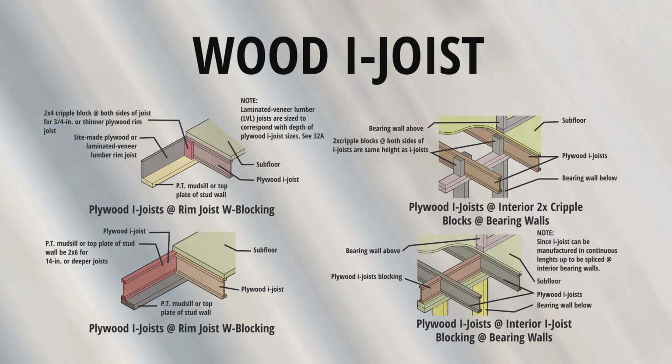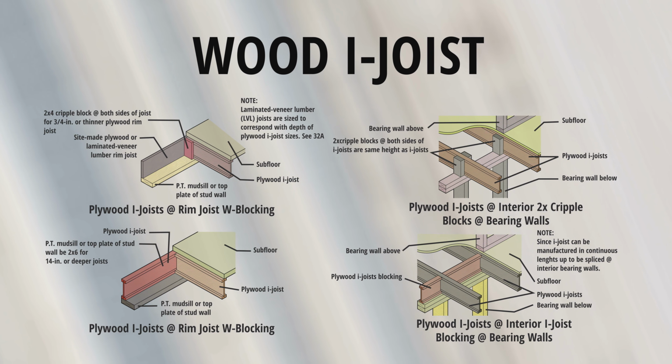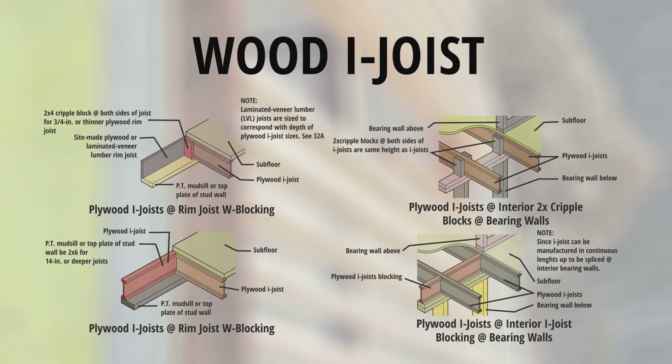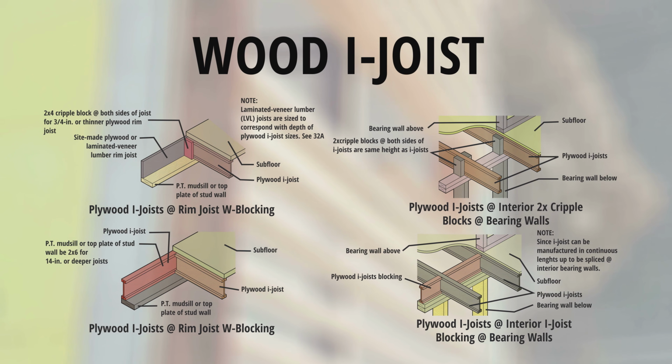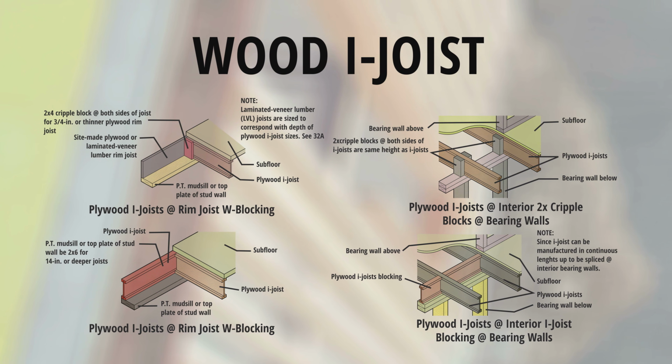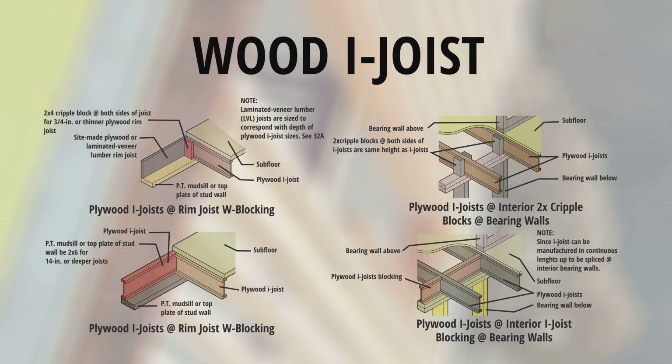Plywood I-joists. Subfloor. Plywood I-joist at interior, I-joist blocking at bearing walls. Bearing wall above, plywood I-joist blocking. Bearing wall below, plywood I-joists, subfloor. Note, since I-joists can be manufactured in continuous lengths up to 60 feet, they rarely need to be spliced at interior bearing walls.